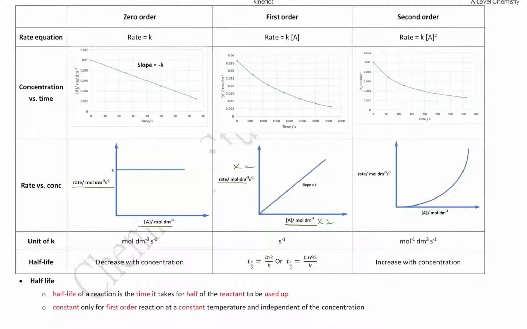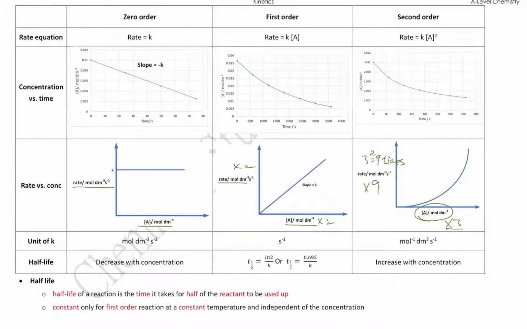And for the second order, you can see a curve here. That means when the concentration changes by 3 times, the rate will increase by 9 times, because the second order represents a square. That's why when it is 3 here, the rate will change by 3 squared, which means 9 times.